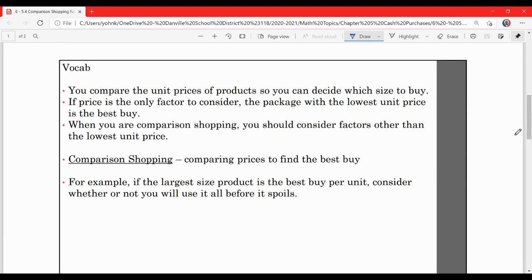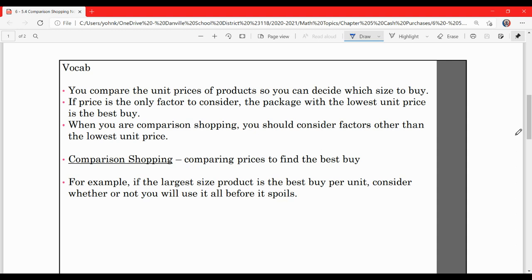Here's some vocab for today. You compare the unit prices of products so you can decide which size to buy. If price is the only factor to consider, then the package with the lowest unit price is the best buy. When you are comparison shopping, you should consider factors other than the lowest unit price. So just in general, comparison shopping is when you compare prices to find the best buy. And when I say the best buy, that means it's the cheapest per unit.